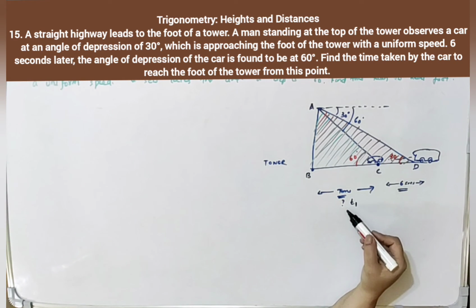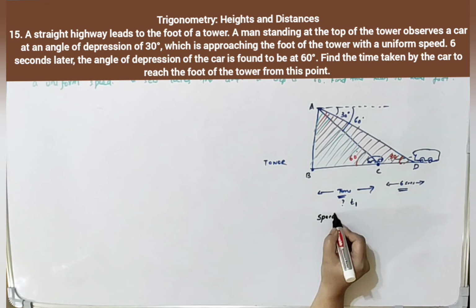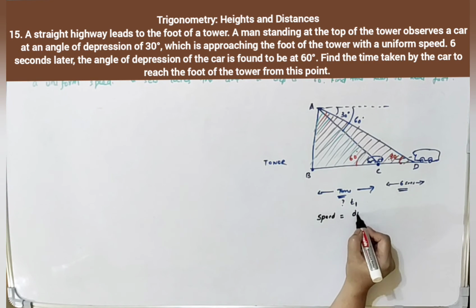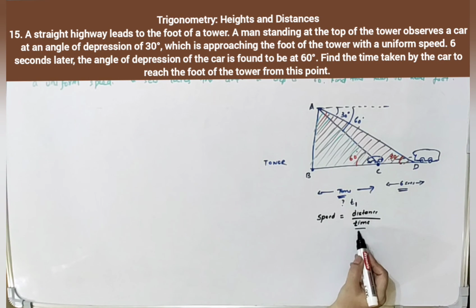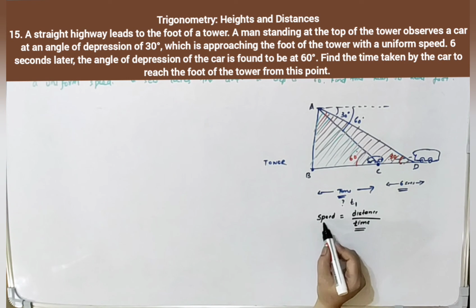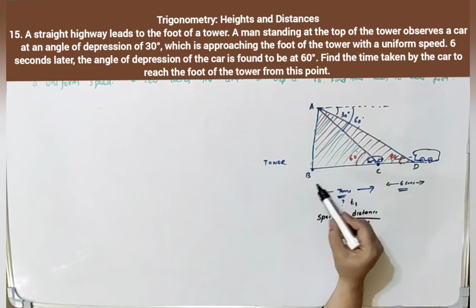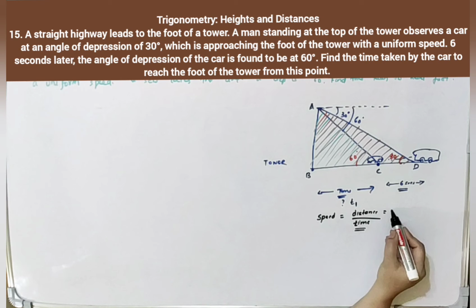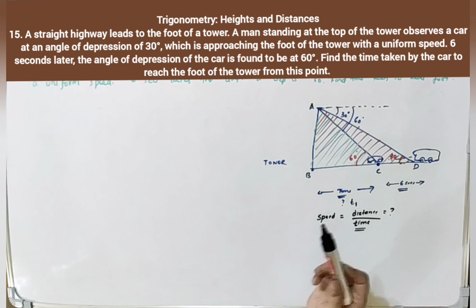If we have to find time, we need to know the speed formula. What is the speed formula? Speed is equal to distance by time. So we have to find the time taken, and for that we need to know the distance. Speed we don't have to know because speed is going to be constant. It's going to be the same whether it travels from D to C or C to B. So we have to find the distance. To find the distance, we'll have to use the heights and distances technique.